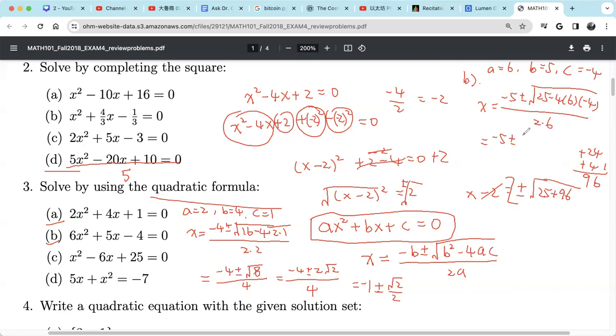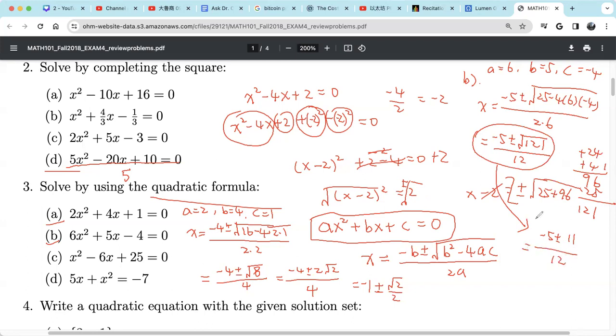So here, square root of 25, well, what's 25 plus 96? That's 121, a beautiful number. 121 divided by 2 times 6, which is 12. Well, so let's focus on this right here. So that's -5 plus or minus the square root of 121, which is 11. So 11 squared is 121, divided by 12.